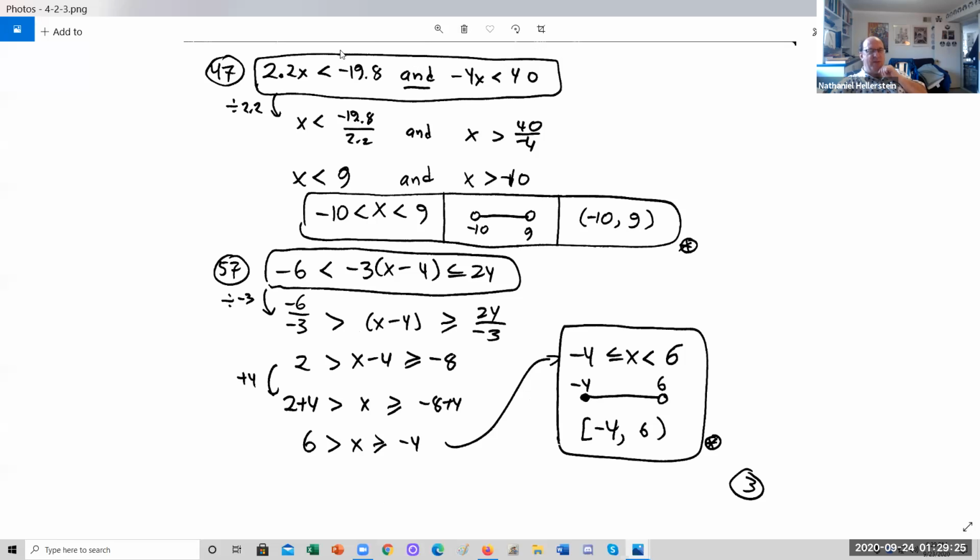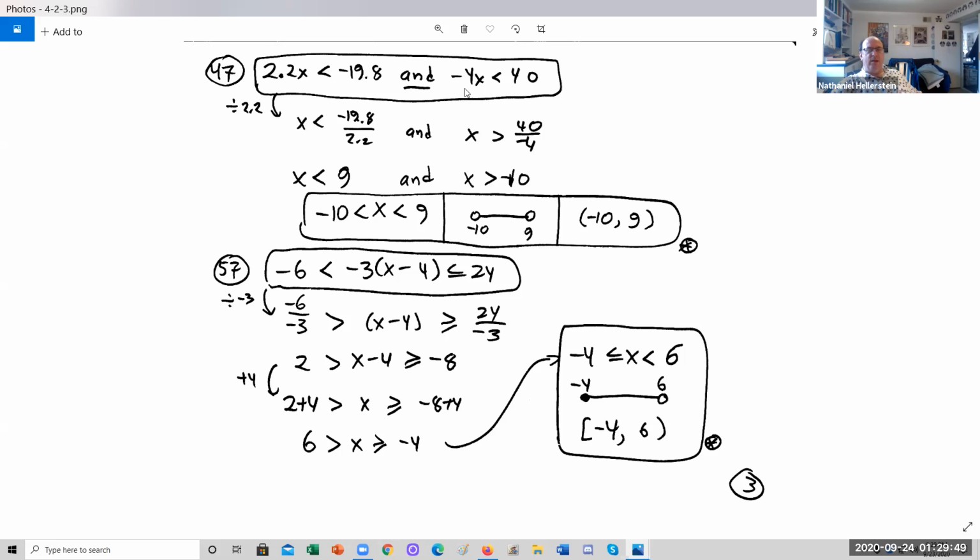Now here we have 2.2x is less than negative 19.8 and 4x is less than 40. What is that? Okay. For this first one, we'll divide both sides by 2.2, positive numbers, so that keeps the inequality the same. X is less than negative 19.8 over 2.2. That is x is less than negative 9.